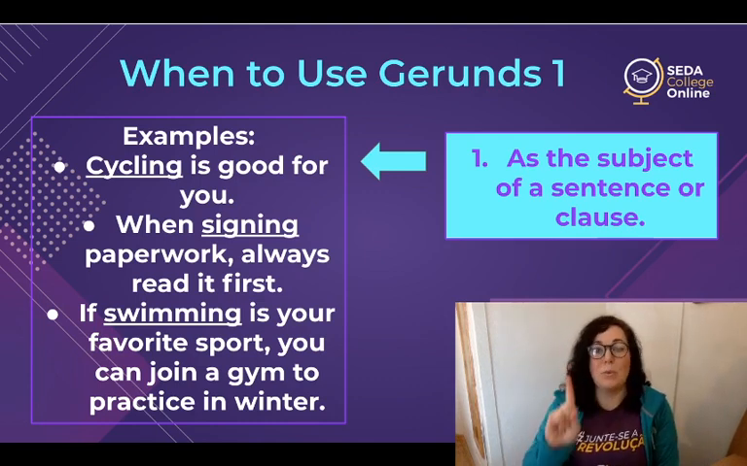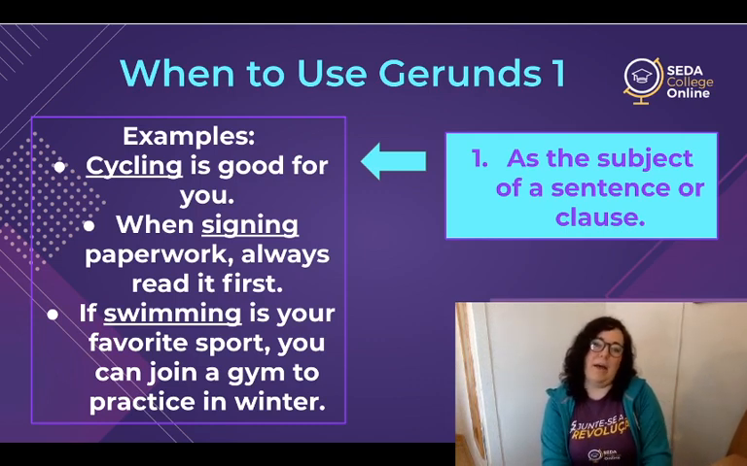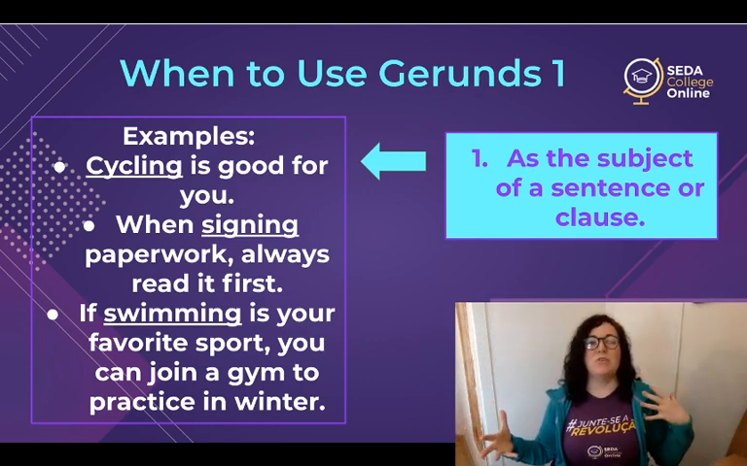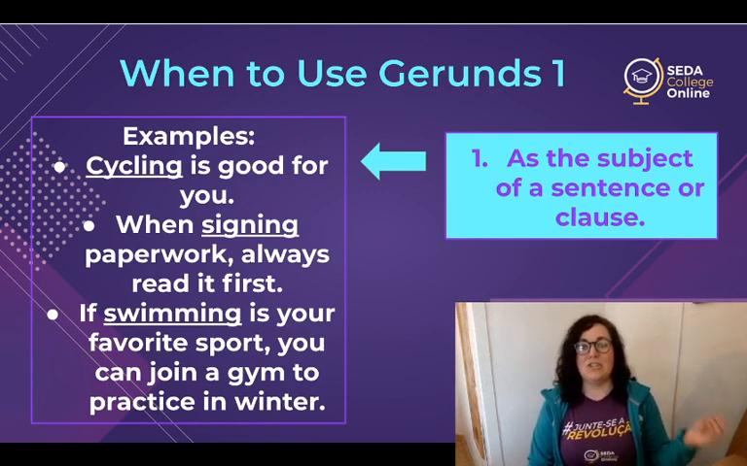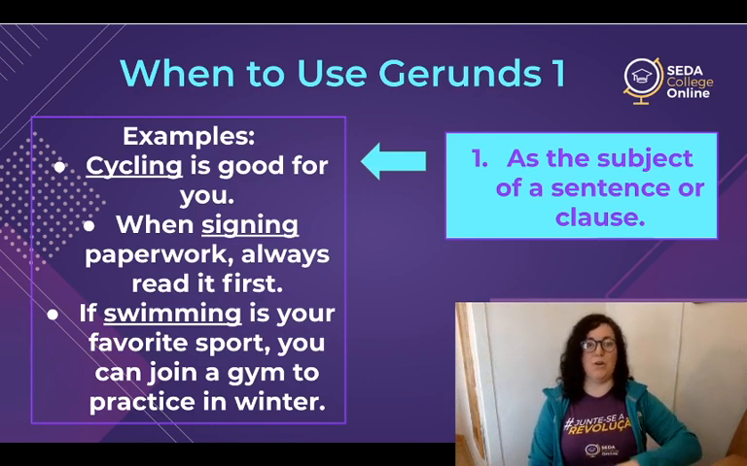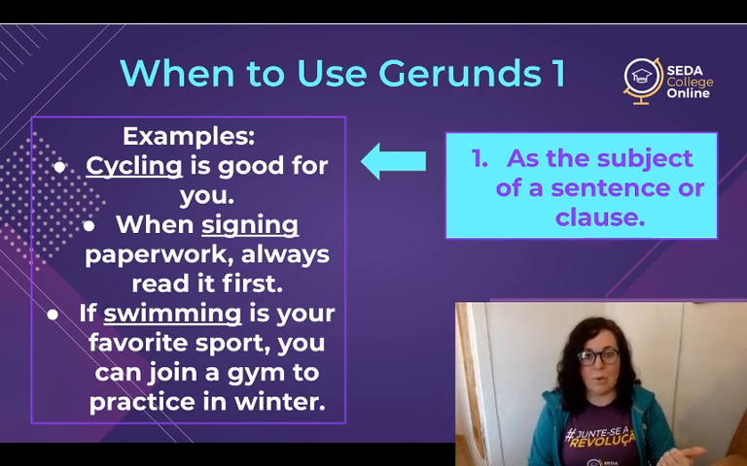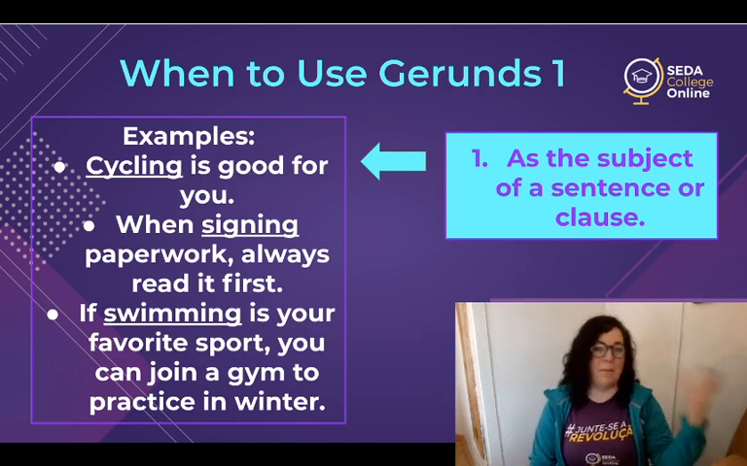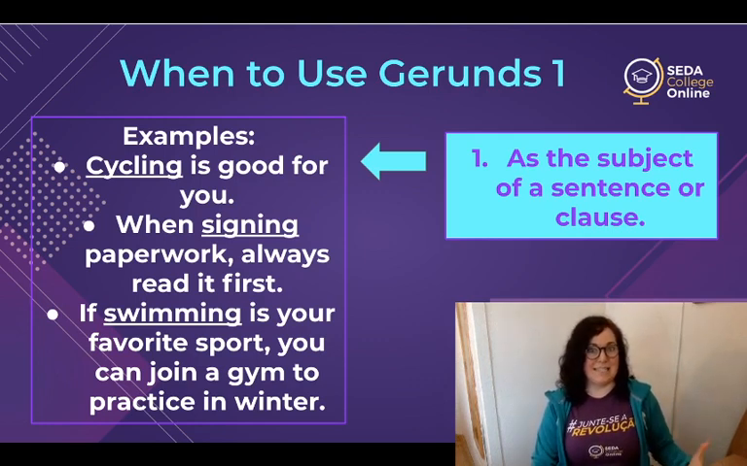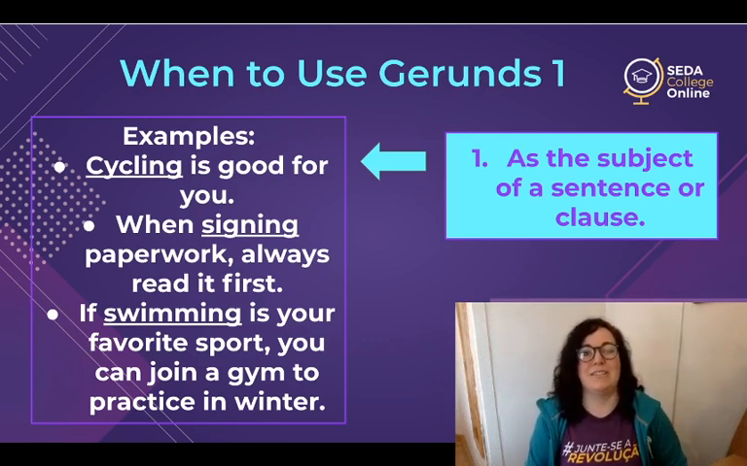So this is example number 1. You can use a gerund as the subject of a sentence or clause, if you're talking about doing that action in general. We have some great examples here. Cycling is good for you. The subject of the sentence is cycling, the action of cycling. We don't know when we're doing that. That's not important. We don't know how we're doing it. That's also not important. We're just talking about cycling in general, and cycling is the subject, so therefore we're using it as a gerund.